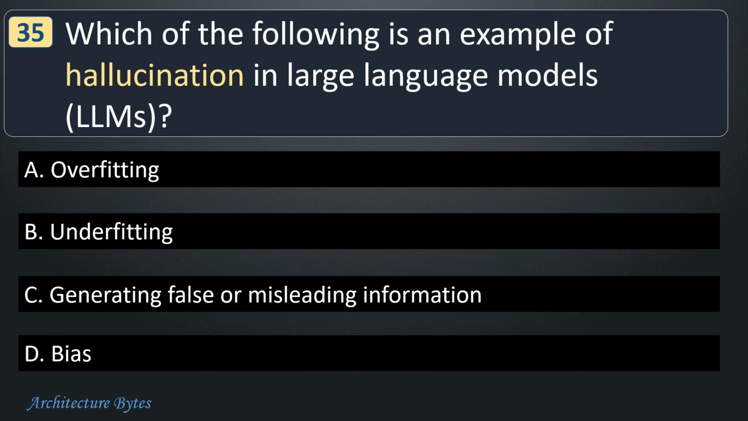Which of the following is an example of hallucination in large language models? A. Overfitting. B. Underfitting. C. Generating false or misleading information. Or D. Bias.